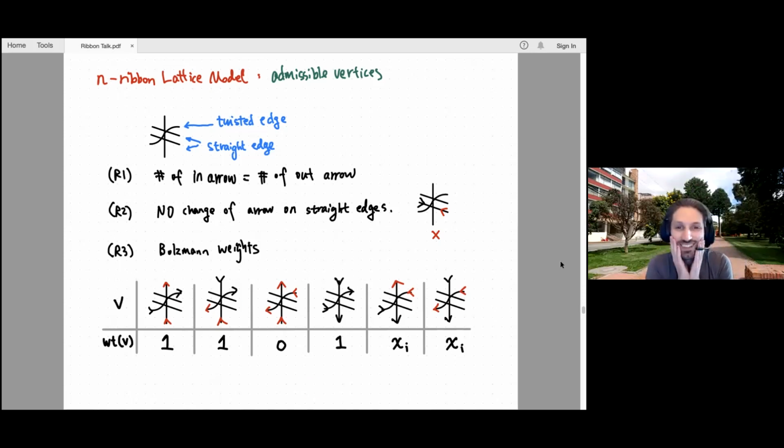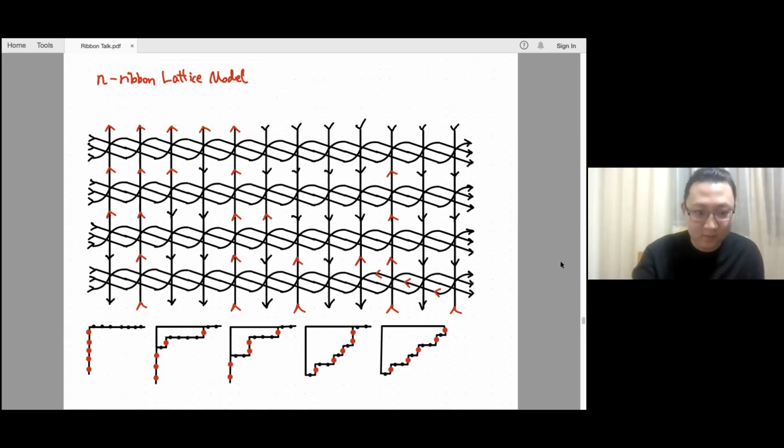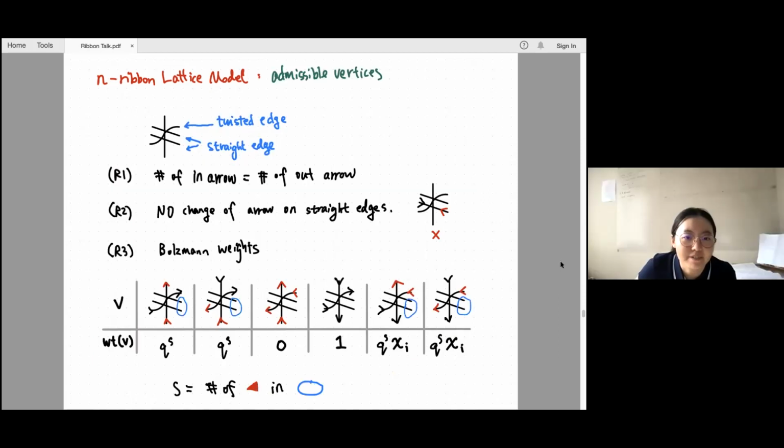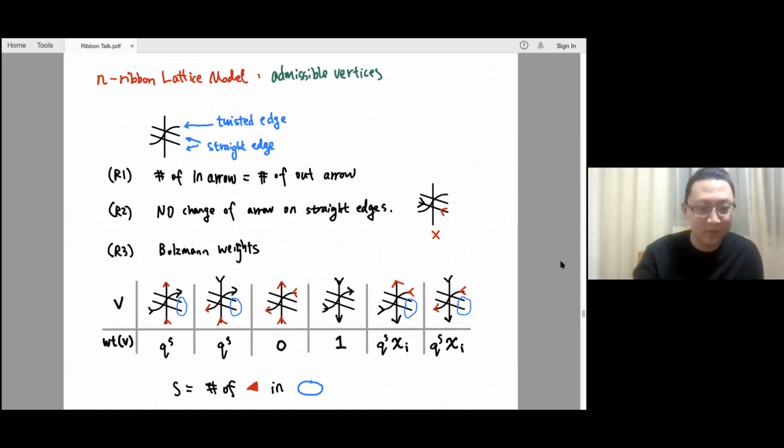Cool. But the two parallel straight edges, can they have different directions? They can. Okay. They can have two different directions.